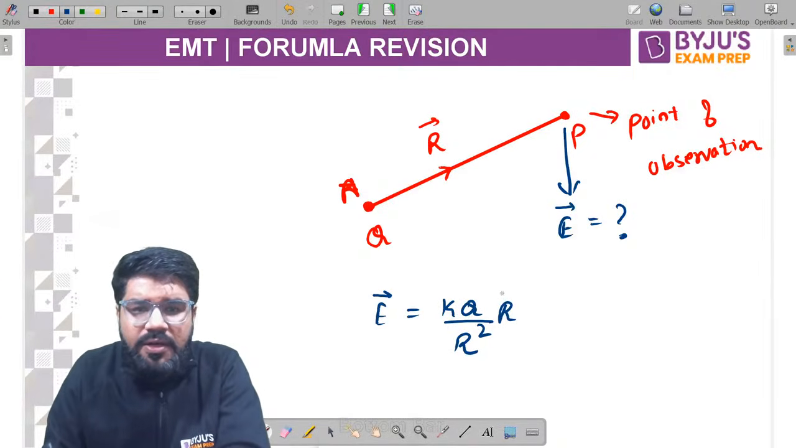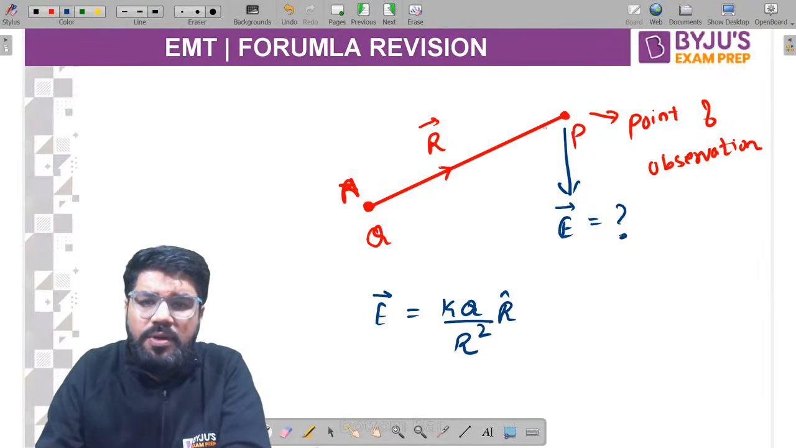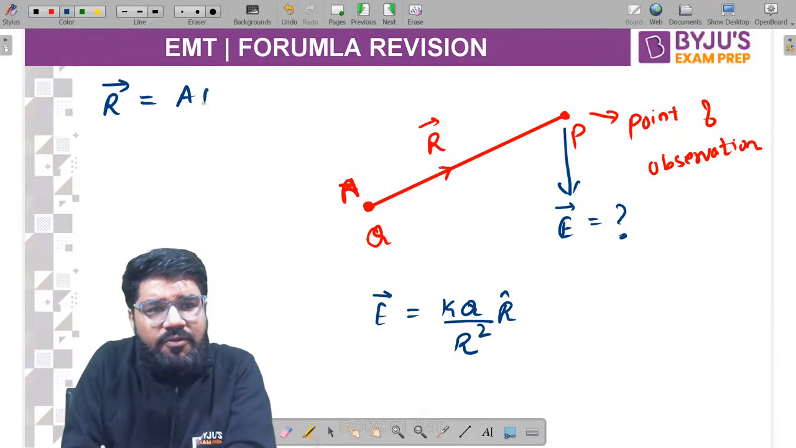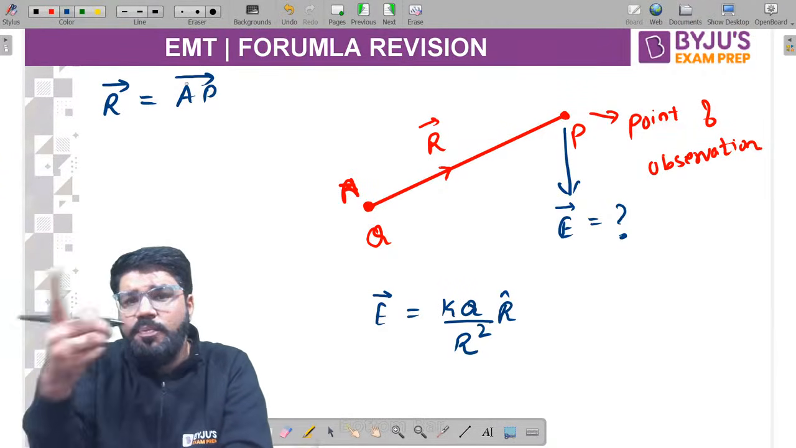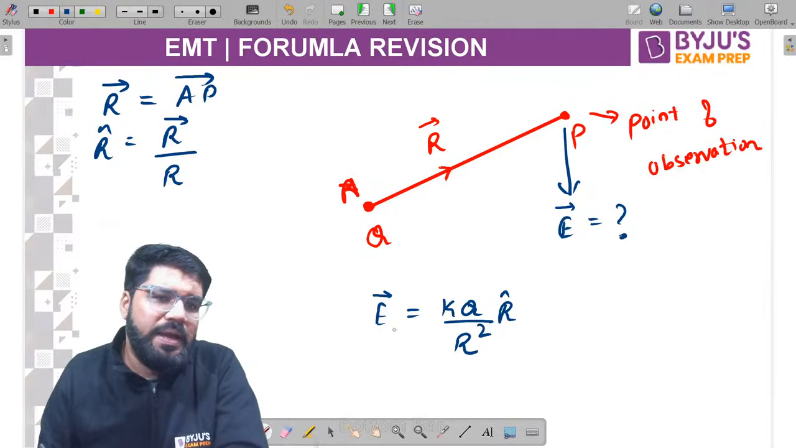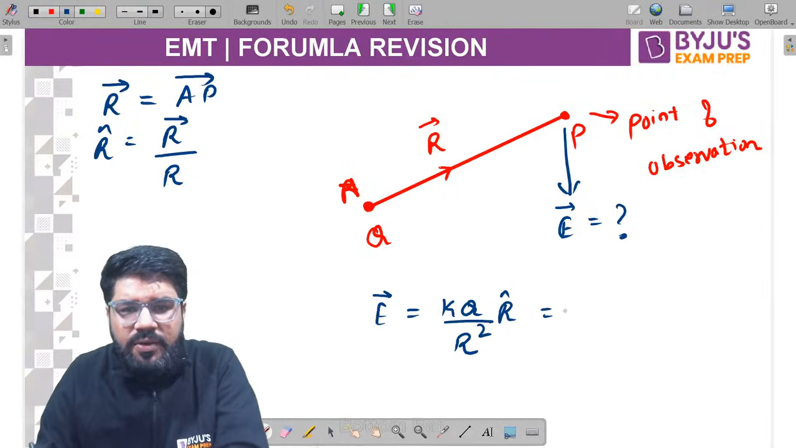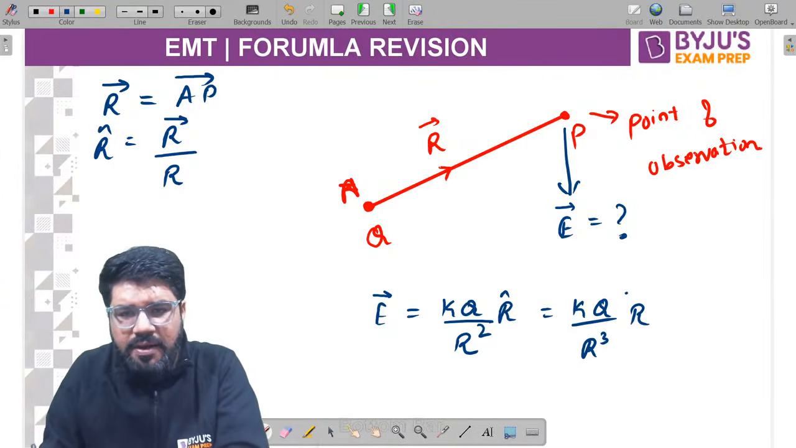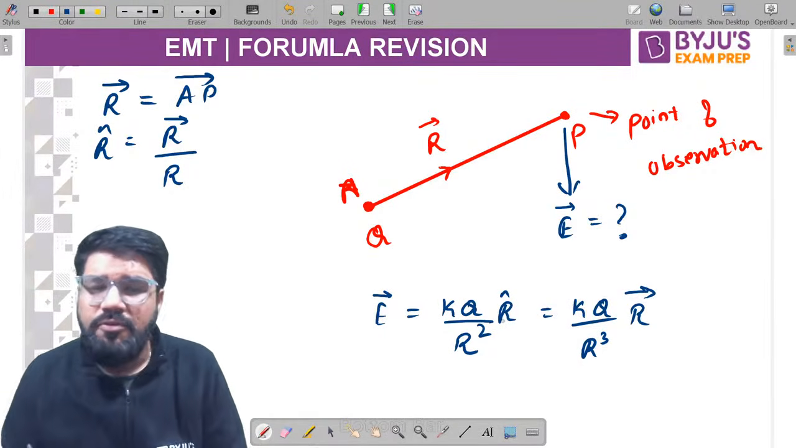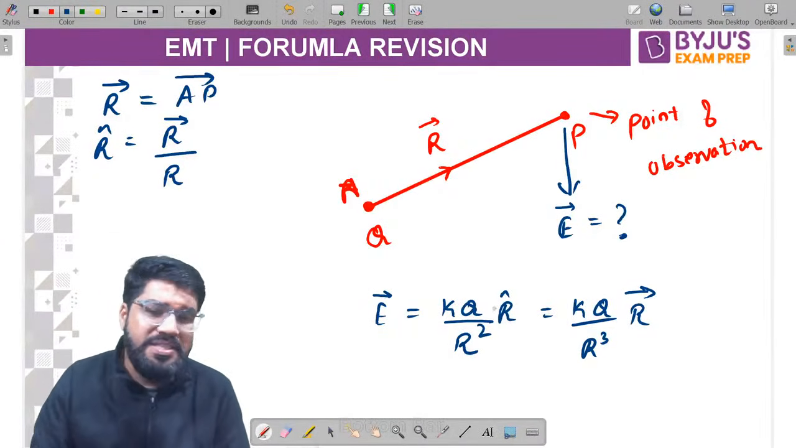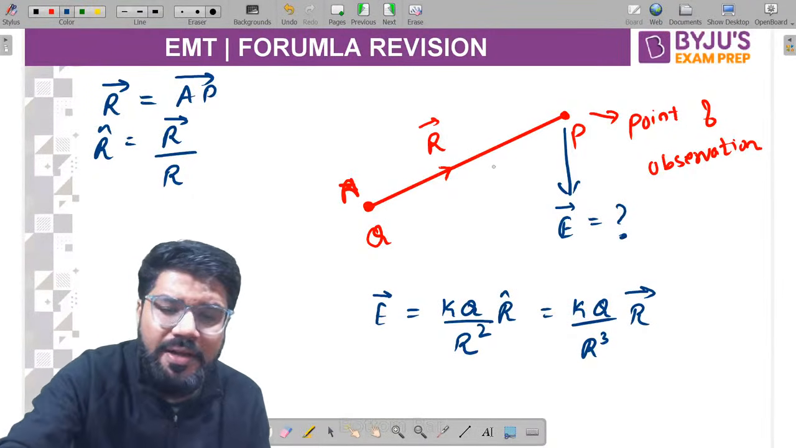Direction, it is along the line joining point A to the point P. So what is the vector R here? The vector R is the vector from point A, where the charge is placed, up to the point of observation. So what is the unit vector R hat? Unit vector is the vector R divided by its own magnitude, so vector R by R. If you write it in terms of vector R, this becomes KQ upon R cube times vector R. This is the form of the electric field due to a point charge. This is also important. You can expect some questions from here.